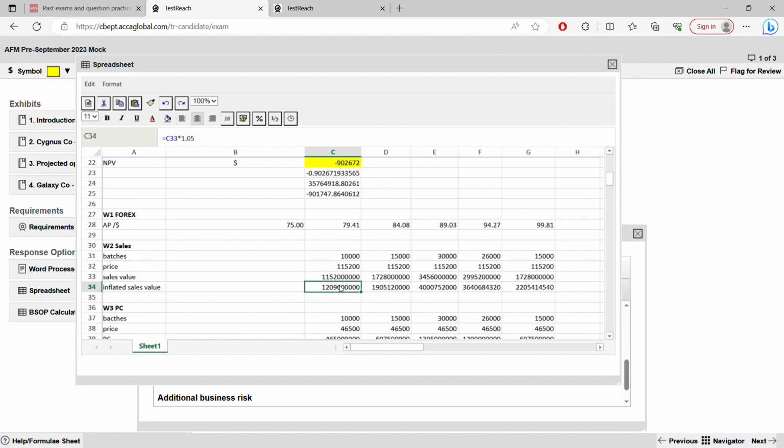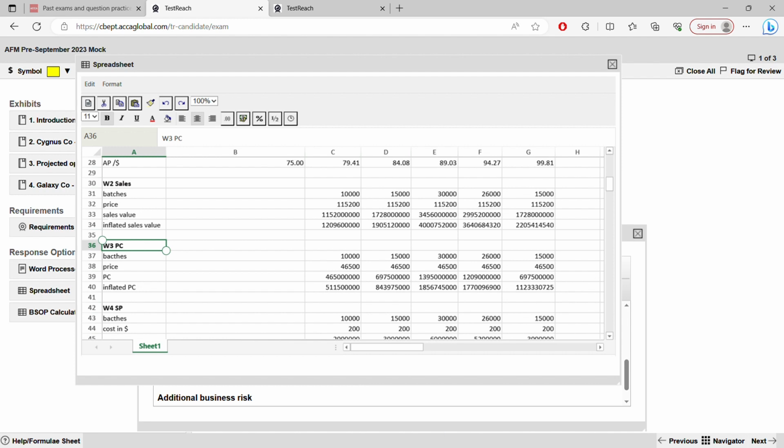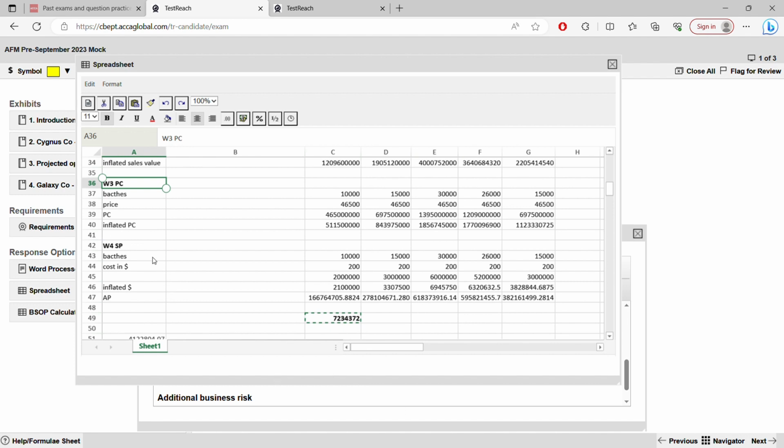So anyway, 1 mark is for your sales. That means you have to get your inflation correct. Price and batches automatically it will be correct only. Okay, next 1 mark is from your production and selling cost, working 3, same like sales. Special packaging cost is 2 marks, working 4. Why did I say working 4? Because automatically whatever you do in your working, you will copy paste in your table, right? So your working has to be correct. That is the one you're putting in the table. So working 4, 2 marks. Why 2 marks for special packaging?